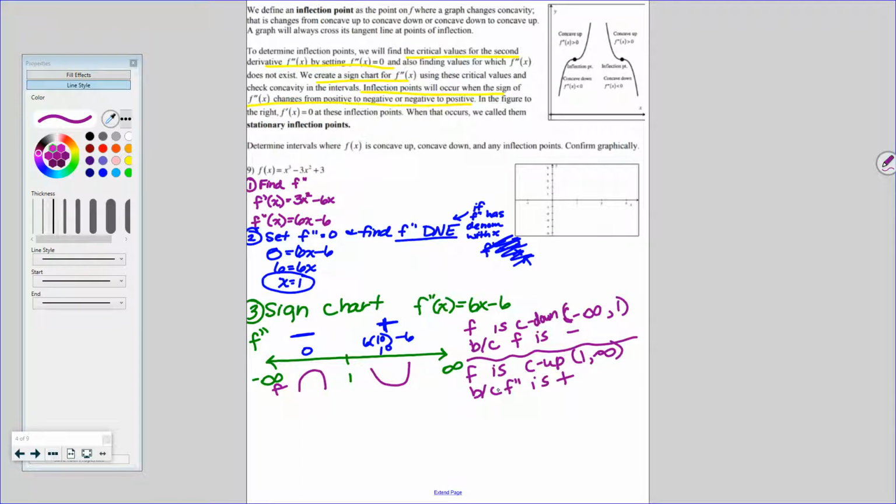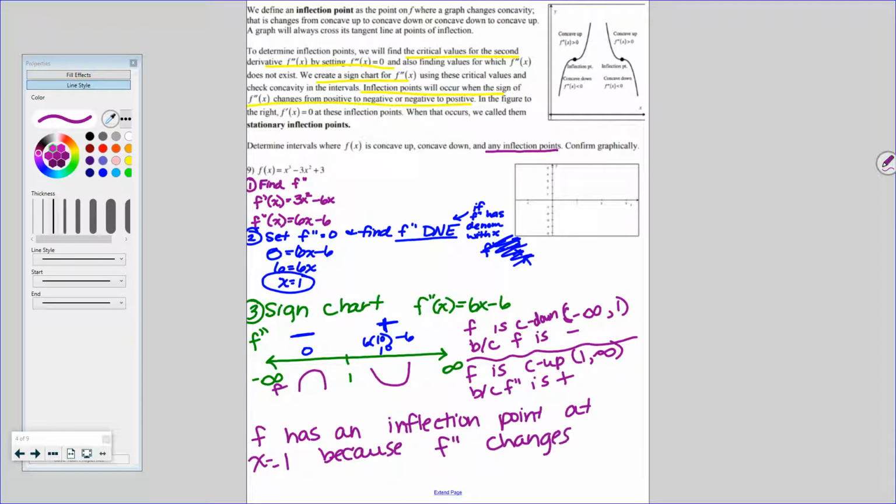Now if I want to know if f has any inflection points, because that's also in the directions, I can say that f has an inflection point at x equals 1 because f double prime changes sign at x equals 1. Meaning that f double prime changes from being negative to positive at x equals 1.